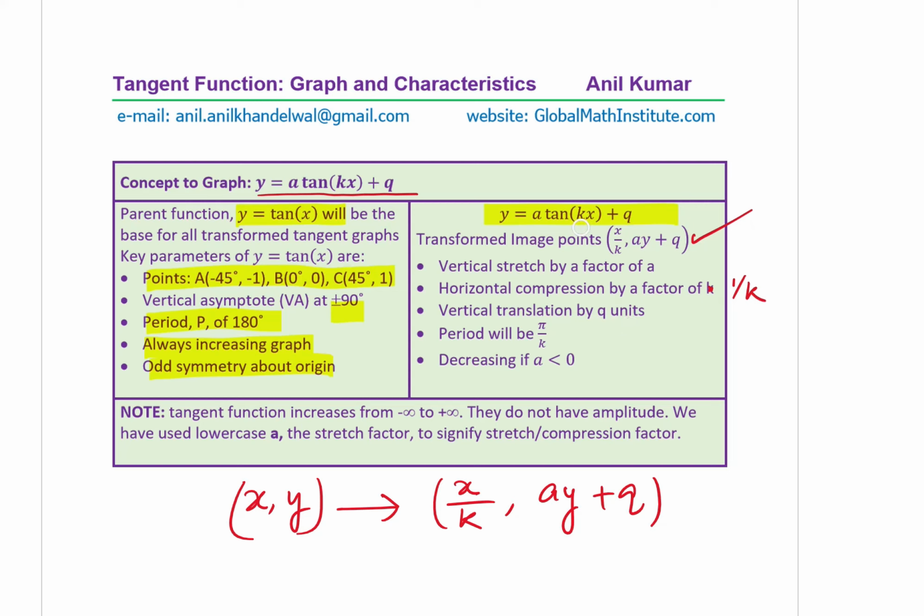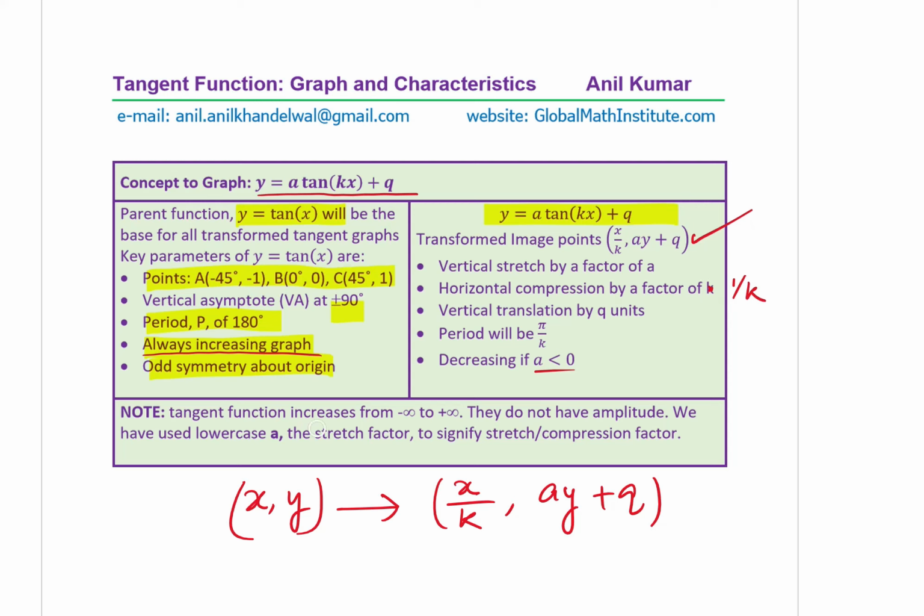Period for this particular function will be pi by k because the graph has been horizontally compressed by a factor of 1 over k. Normally it is increasing, right? So this graph is always increasing as we have mentioned here, right? Always increasing. If, however, the value of a is less than 0, meaning negative, in that case the graph will be decreasing, correct? Makes sense.